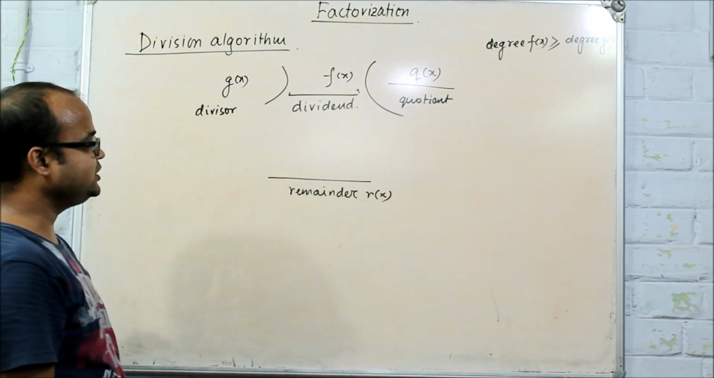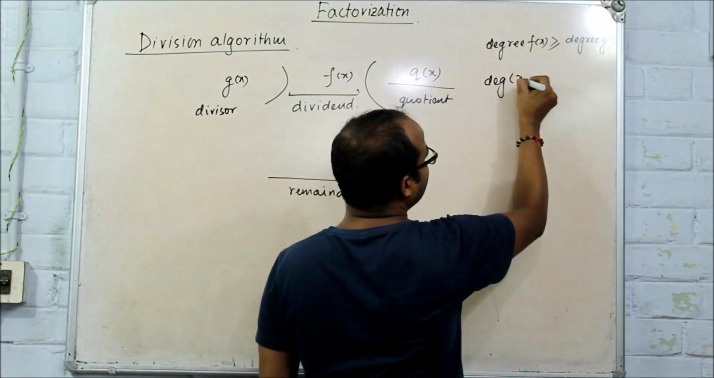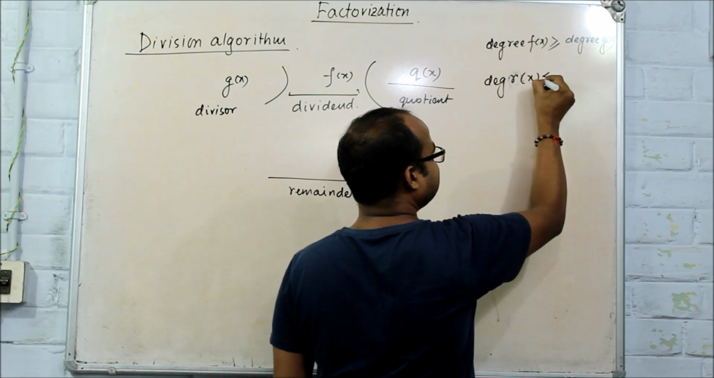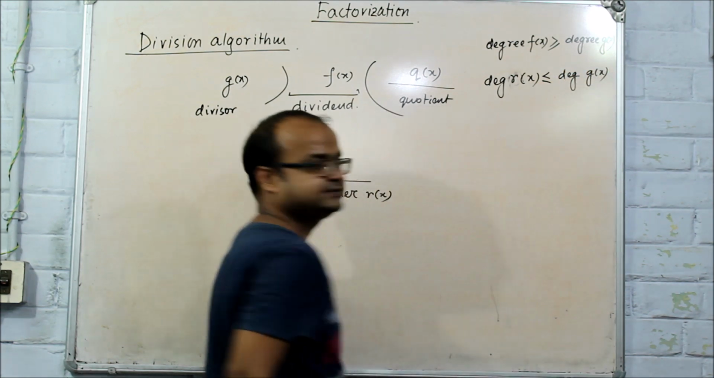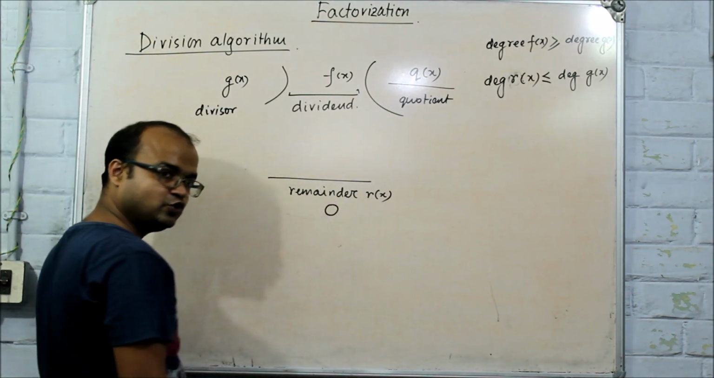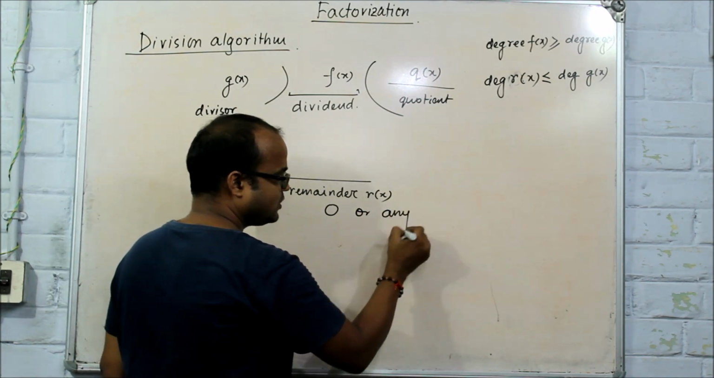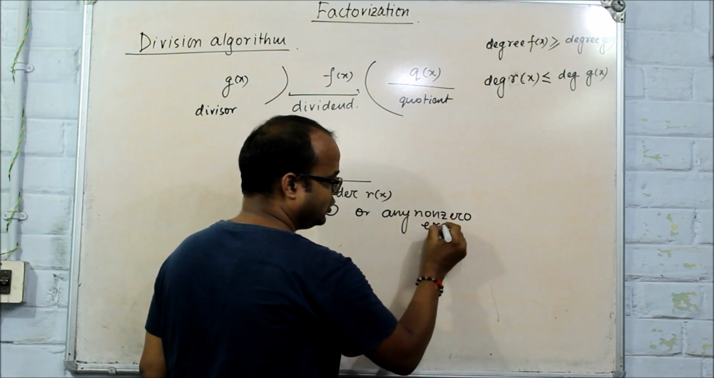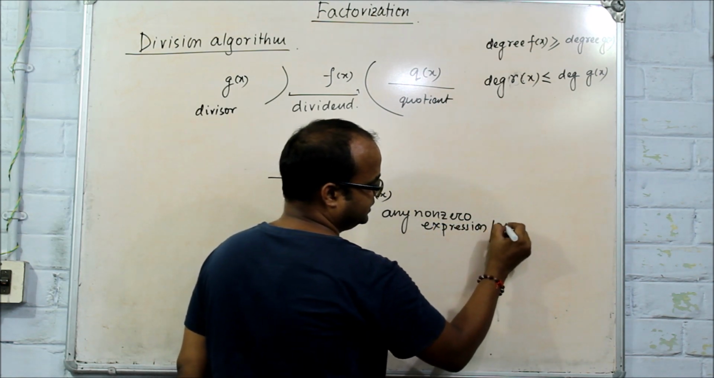Now the second condition is, what about the degree of the remainder? The degree of r of x is less than the degree of g of x. So either you will get the remainder as 0 or any non-zero expression, or we can say polynomial.